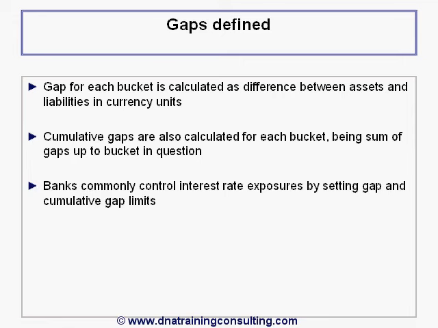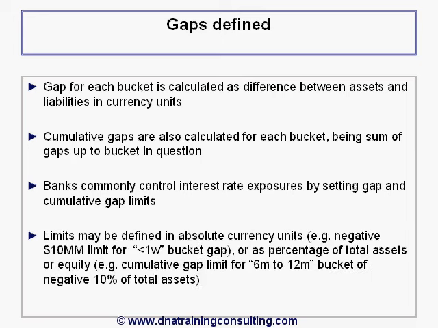Banks commonly control interest rate exposures by setting gap and cumulative gap limits. These limits may be defined in absolute currency units, e.g. negative 10 million limit for the up to 1 week bucket gap, or alternatively as a percentage of total assets or equity, e.g. cumulative gap limit for the 6-month to 12-month time bucket of negative 10% of total assets.